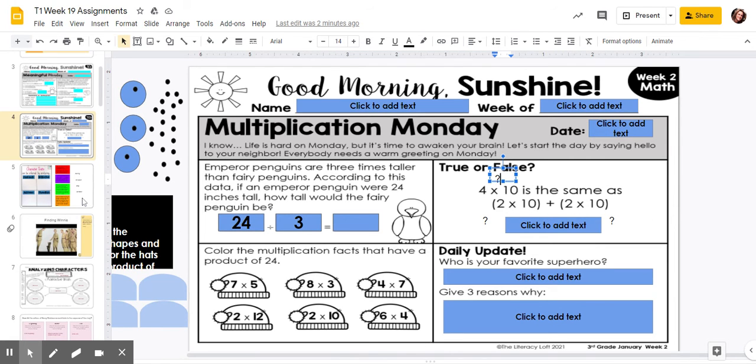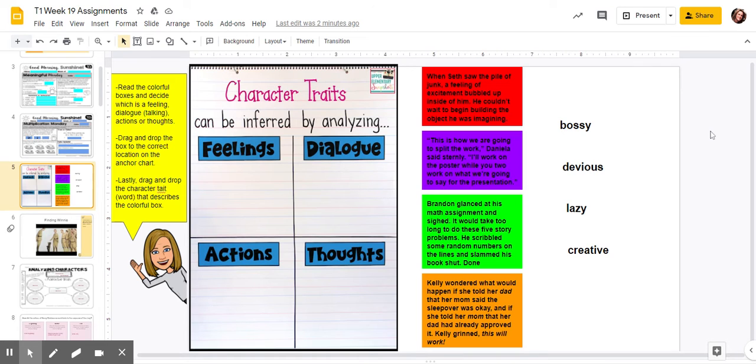Okay, so we are focusing on the same book as last week, but we are going to take it a step further and start really honing in on character traits. Character traits can be inferred by analyzing, that means by really thinking hard about a character's feelings, dialogue, actions, and thoughts. So feelings are how they felt about something. Dialogue is what they say out loud. So in a story, they'll use quotation marks. Actions, what the character does, and thoughts, what the character's thinking or wondering.